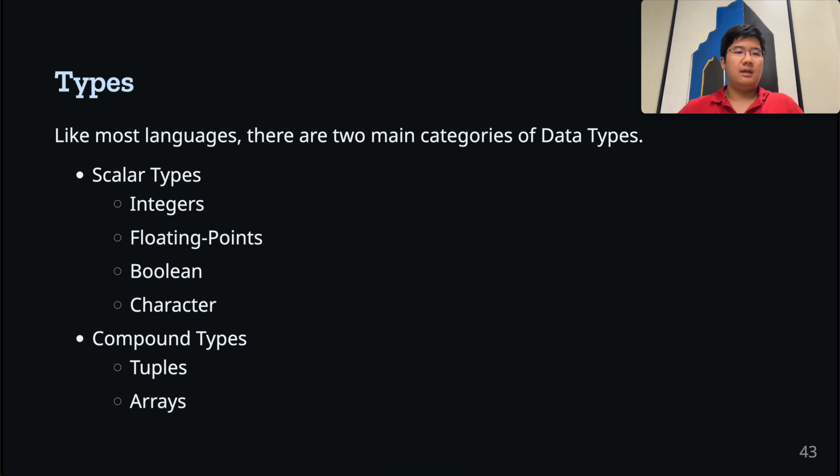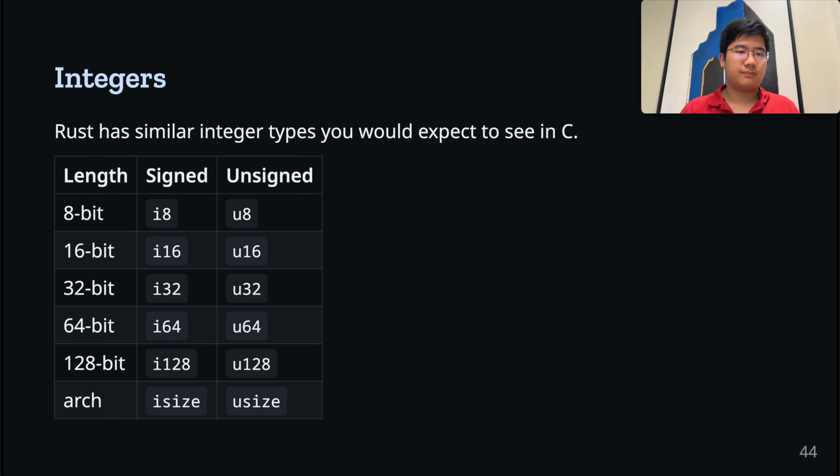Okay, so we said a bunch of things about types. So what are types? Like most languages, we have two main categories of data types. We have the scalar types, which are integers, floating point numbers, Boolean and character. And we also have compound types, which are tuples and arrays. Rust has similar integer types that you would expect to see in C, although they have a slightly different name.